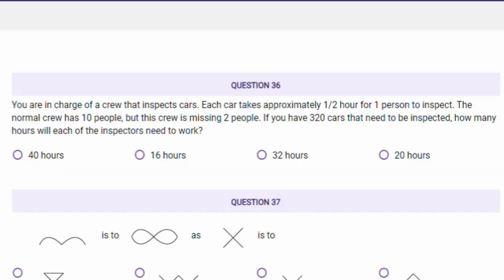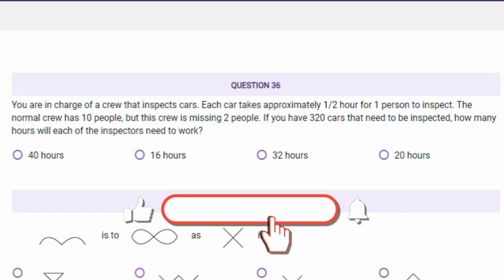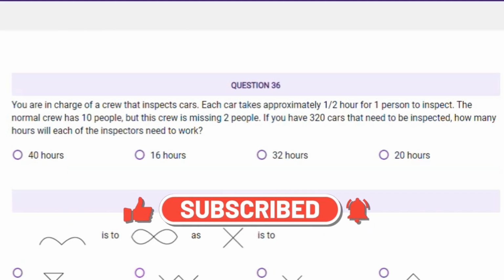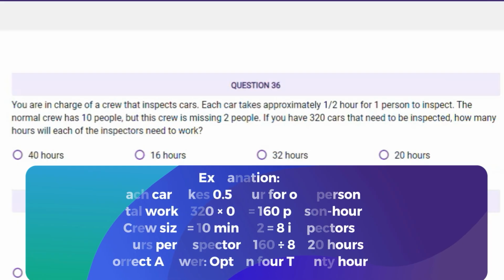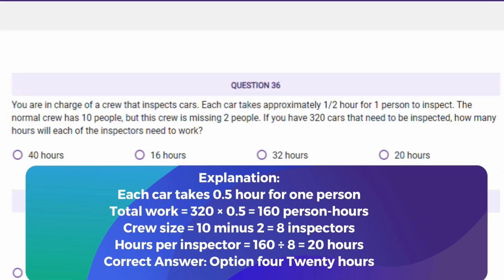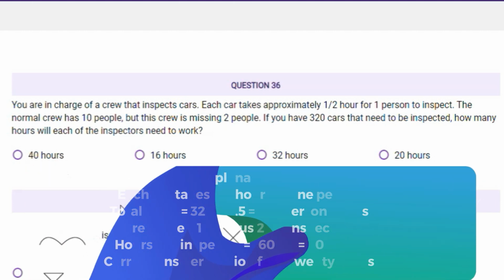What the question is asking, this question is testing work rate and time calculation. You must find how many hours each inspector needs to work when fewer people are available to inspect all the cars. Explanation, each car takes 0.5 hour for one person. Total work is equal to 320 times 0.5 equals 160 person hours. Crew size equals 10 minus 2 is equal to 8 inspectors. Hours per inspector equals 160 divided by 8 is equal to 20 hours. Correct answer, option 4, 20 hours.